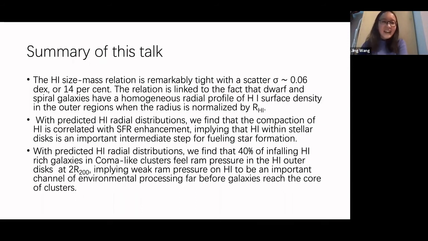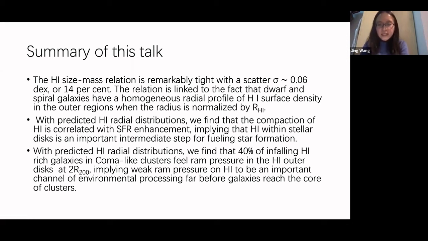So now I have given two stories about the baryonic cycle of galaxies, about the different influence of the HI and H2 on star formation. Here's a summary of my talk. We found that the HI size-mass relation is remarkably tight, and there's no difference in dwarf or massive galaxies. The relation is linked to the fact that dwarf and spiral galaxies have a homogeneous radial profile of HI surface density in the outer regions when the radius is normalized by the HI radius.